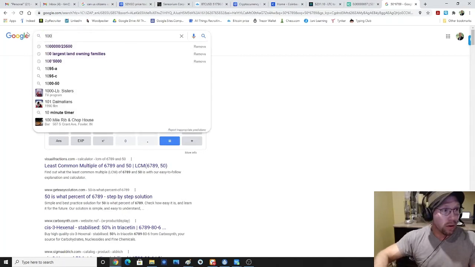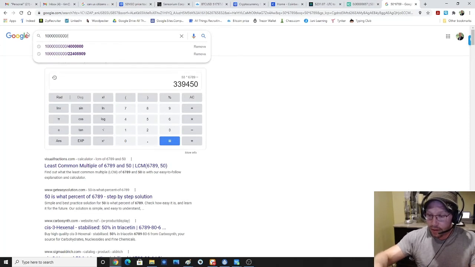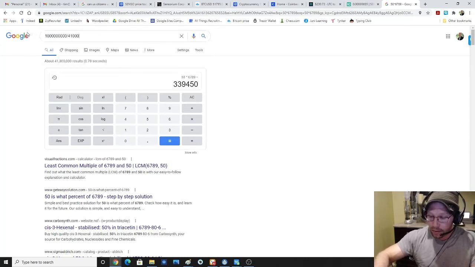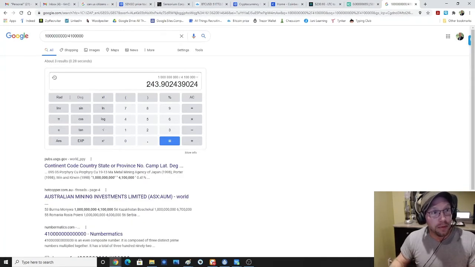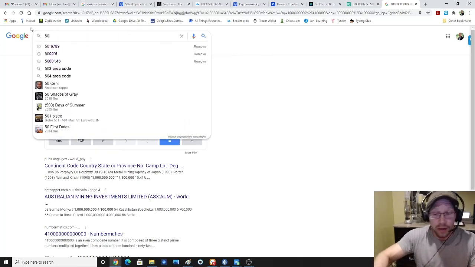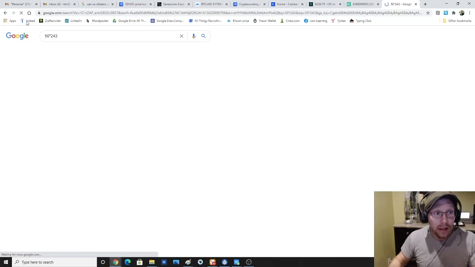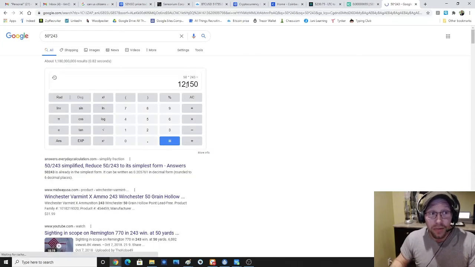So, 9 zeros divided by 4.1 million, something like that. What this number means is how many times more my money would be. To go from a 4 million cap to a $1 billion cap, it increased 243 times. And so my $50 under that goal, if it ever met that and I sold it, I would have $12,000 from $50. Does that happen?